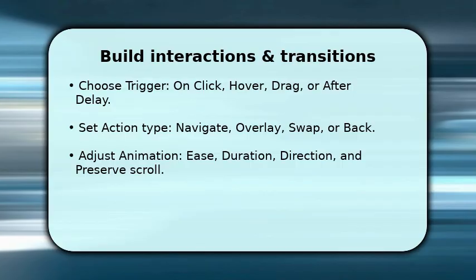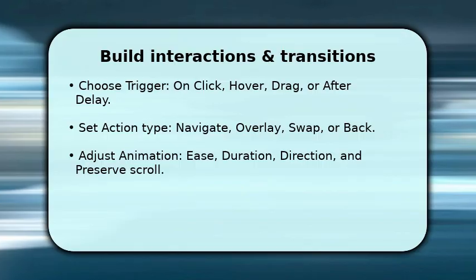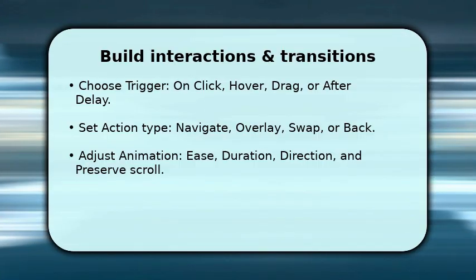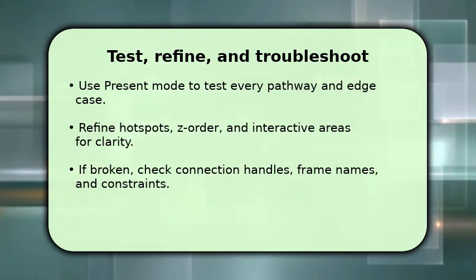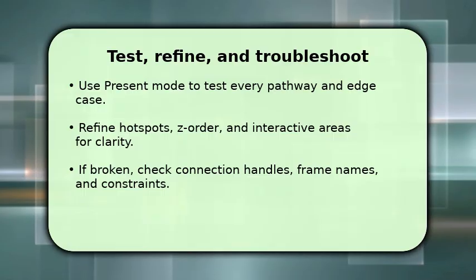Then tailor the animation. Select easing, duration, and direction to convey momentum. Make sure to preserve scroll positions for long content, and test flow length to keep interaction. Finally, test the prototype in present mode and click through every path. You need to validate timing, overlays, and back navigation.